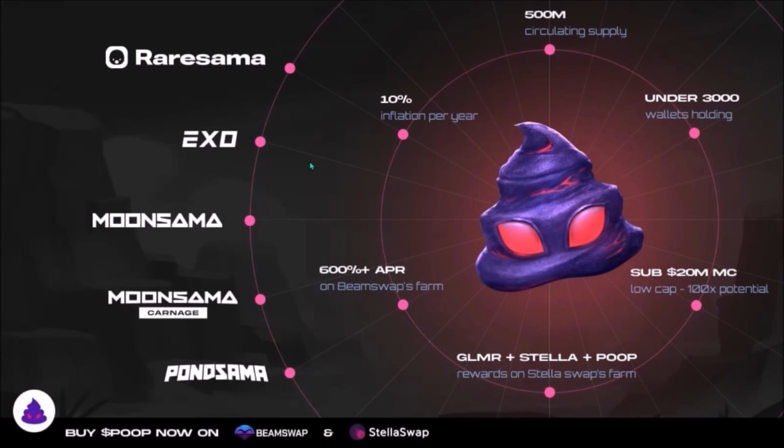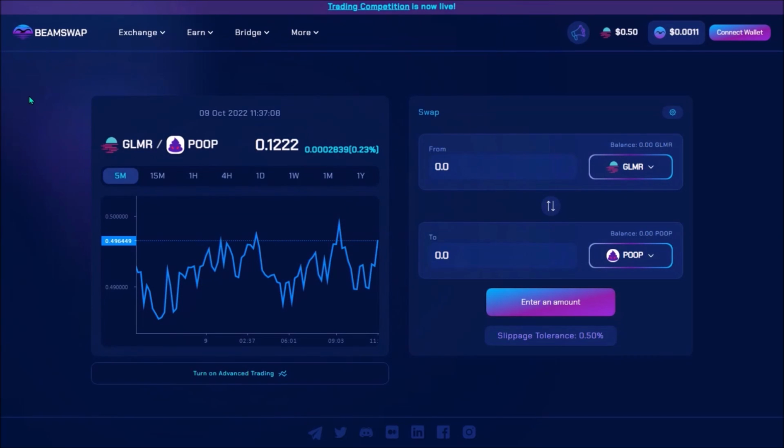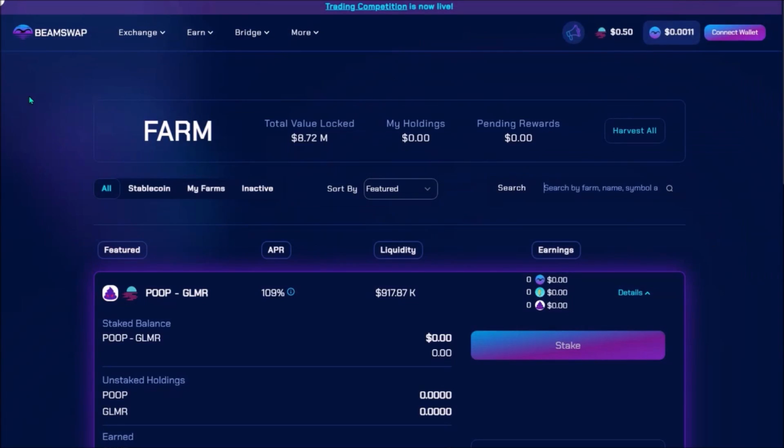So once Poop is transferable to other parachains, it will bring many more DeFi and yield farming opportunities to all Poop holders. For now, Poop can be traded on two Moonbeam DEXs, StellaSwap and BeamSwap, where you can also provide liquidity and farm yield with LP tokens.